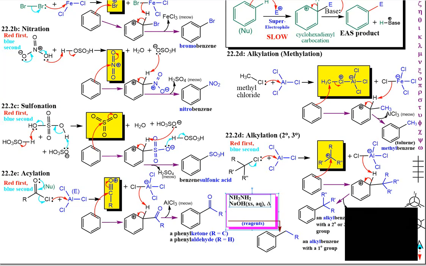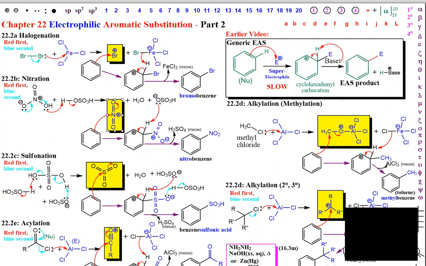The alternative would be the Clemmensen reaction, which has these chemicals. Clemmensen, right here, reduces ketones and aldehydes to methylenes. That's a CH2. Found in section 16.3M of your textbook. I hope you have found this discussion, part 2 of electrophilic aromatic substitution, to be useful, and I look forward to the next video.